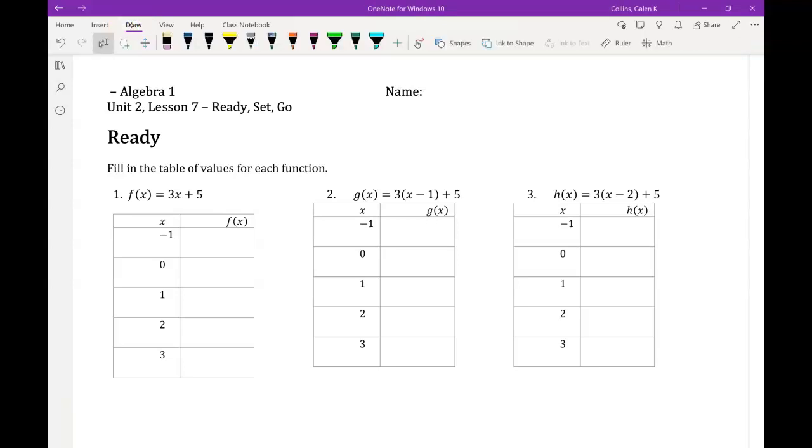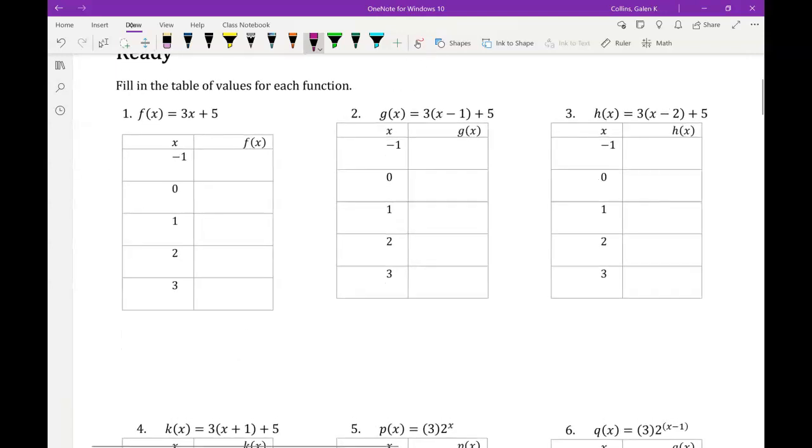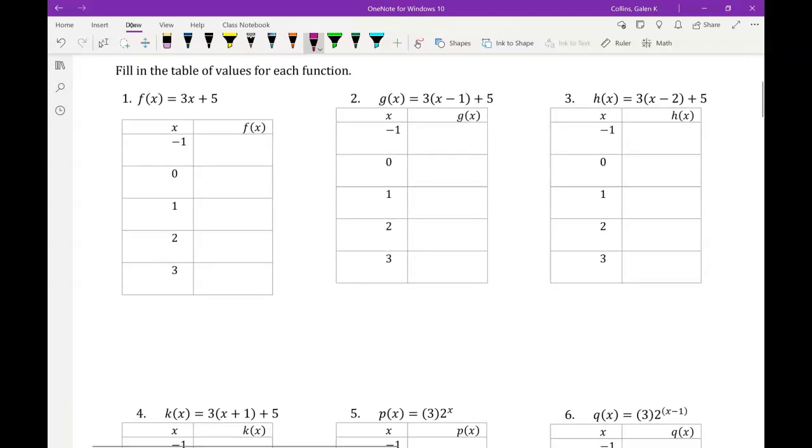All right, this video is for the Unit 2 Lesson 7 Ready, Set, Go problem set. And in the first section, we're asked to fill in the table of values for each function. And so in question 1, I'm given the function f of x equals 3x plus 5.